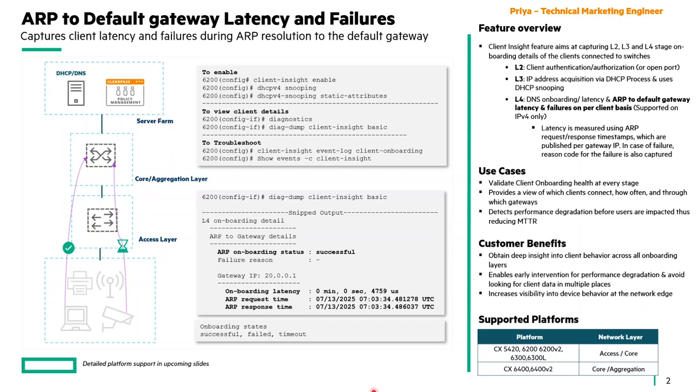So a few customer benefits of this feature are: obtain deeper insights into client behavior across all onboarding layers. It also enables early intervention for performance degradation and avoids looking for client data in multiple places. And finally, it increases visibility into the device behavior at the network edge.